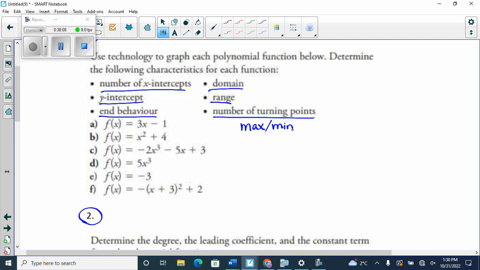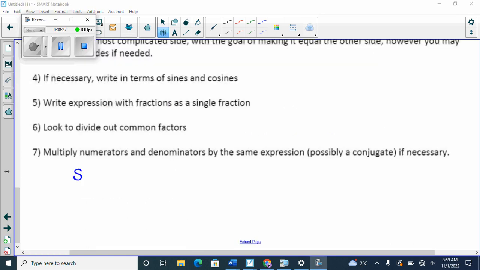So remember, if it's like this, how many turning points do I have? This would be 2 turning points. If it's like this, how many turning points do I have? 0. So you're doing 1, 2, and 4. And they are not long questions. They're very short.